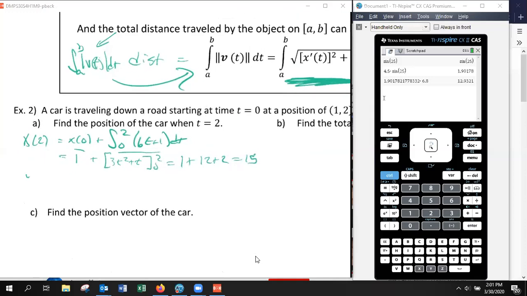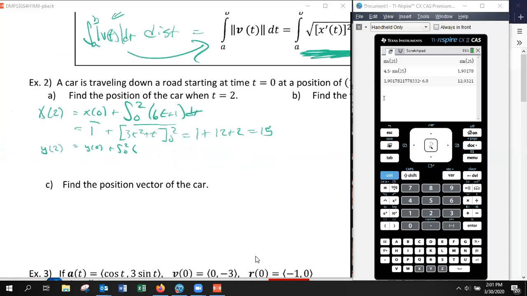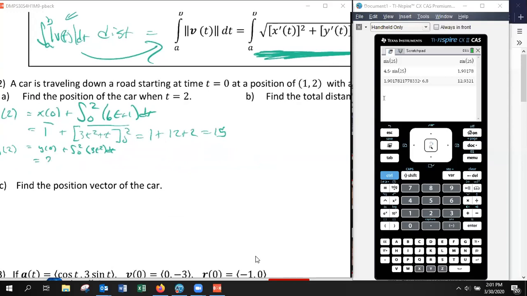Now to find my vertical component, y of 2 is going to equal y of 0 plus the integral from 0 to 2 of 3t squared. So y of 0 is 2. The integral of 3t squared is t cubed, going from 0 to 2. So that equals 2 plus 8, which is 10. So the position at t equals 2 is going to be 15, comma 10.